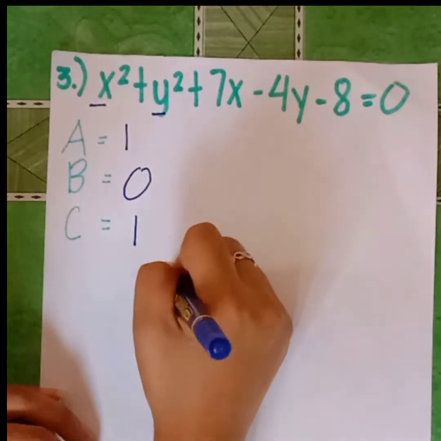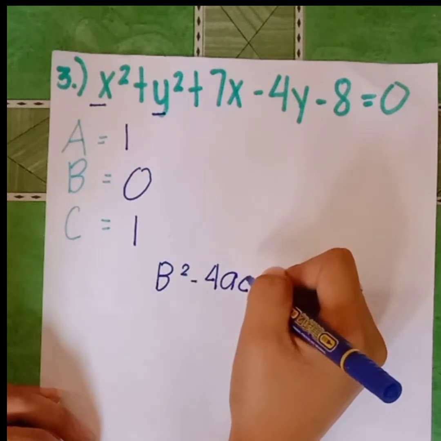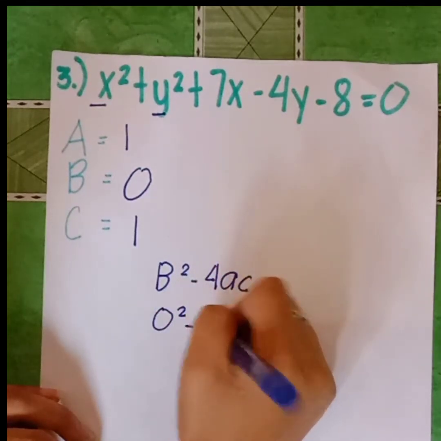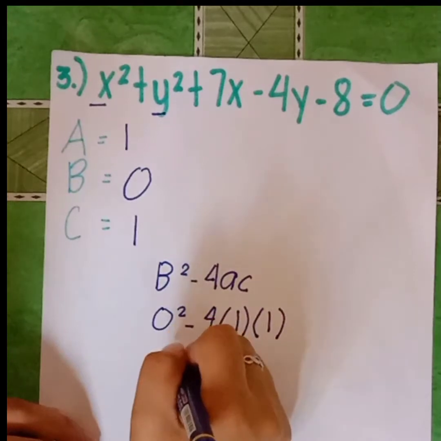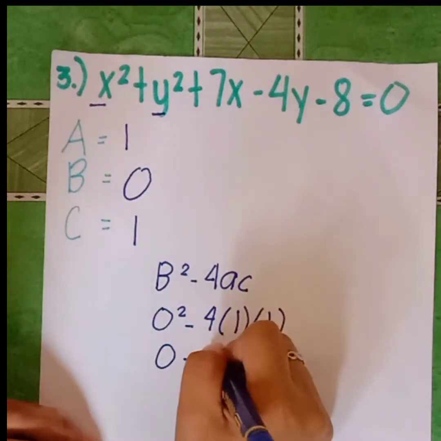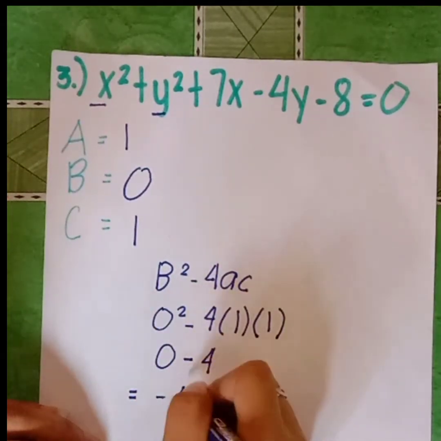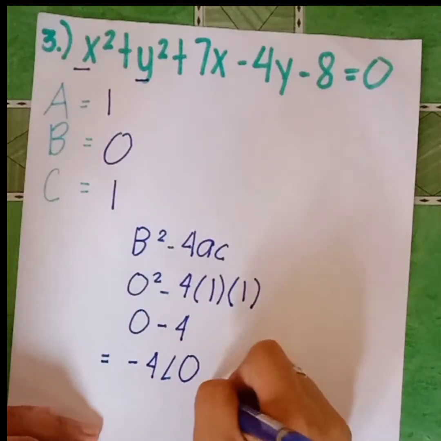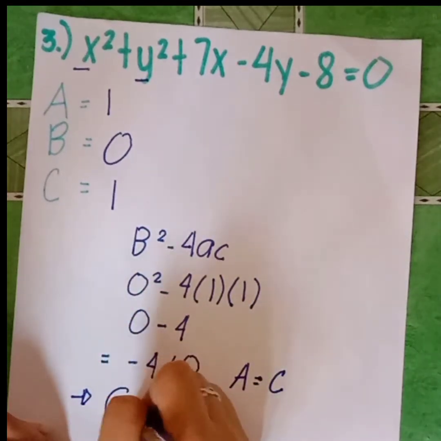So, the discriminant is b squared minus 4ac. And all we do is distribute each value to the discriminant. So, b is 0. Copy the constant 4. The value of a is positive 1. Then the value of c is positive 1. 0 squared is 0. Negative 4 times 1 is equal to negative 4. So, 0 minus 4 is equal to negative 4. So, our discriminant is less than 0. And A is equal to C. So, this is a circle.